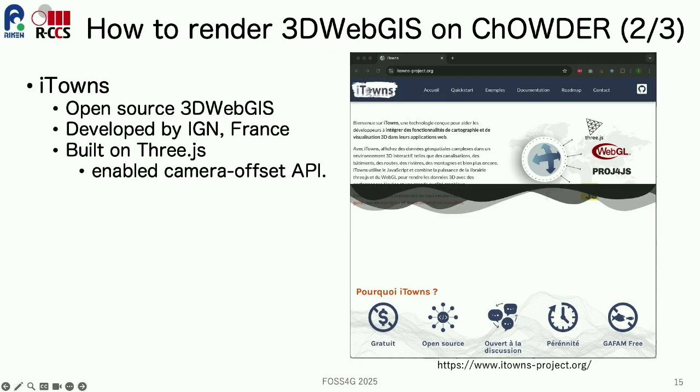And we found that iTowns, which is an open source WebGIS developed by IGN France, is built on three.js, and it enables the camera offset API. So we decided to use iTowns as a middleware to develop the distributed rendering function on ChOWDER.